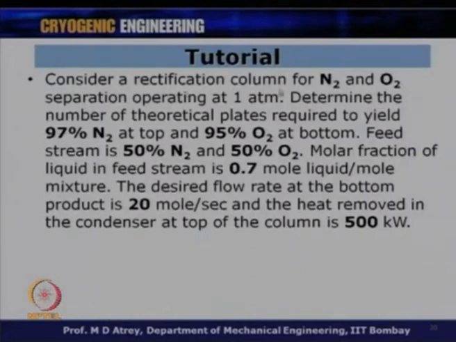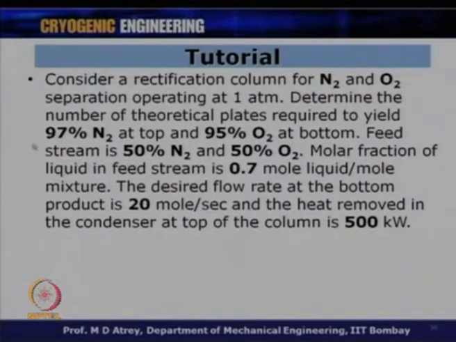Consider a rectification column for nitrogen and oxygen separation plant operating at 1 atmosphere. Determine the number of theoretical plates required to yield 97% nitrogen at top and 95% oxygen at the bottom, which is talking about the purity requirement. Feed stream is 50%, this is XF. Feed stream is 50% nitrogen and 50% oxygen. Mole fraction of liquid in feed stream is 0.7, this is talking about quality Q. 0.7 mole liquid per mole mixture. The desired flow rate at the bottom, which is B, is 20 mole per second, and the heat removed in the condenser at the top is 500 kilowatt.